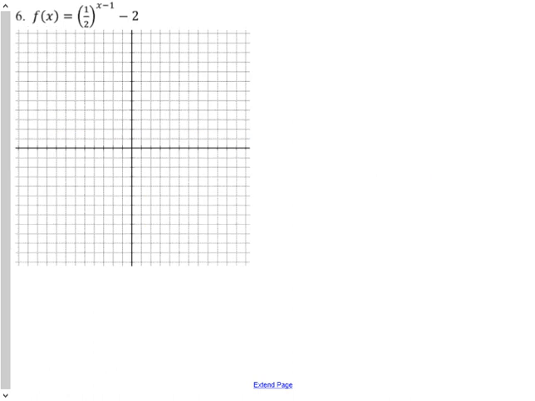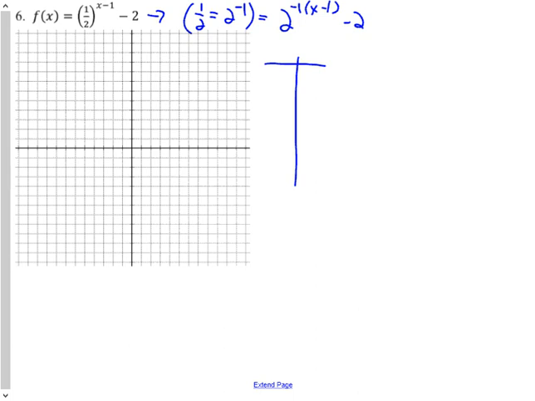Moving on, half to the x minus 1 minus 2. Instead of dealing with half, right, half is literally 2 to the negative 1. So we're going to treat this as 2 to the negative x minus 1 in the exponent minus 2. So again, what happens here with our key points? This time it's 2. So looking at 2 to the x, 2 to the 0 is 1, 2 to the 1 is 2, 2 squared is 4.